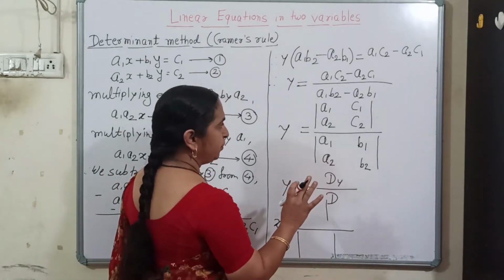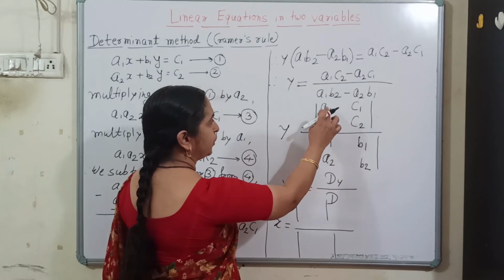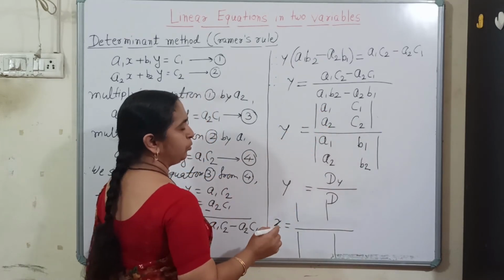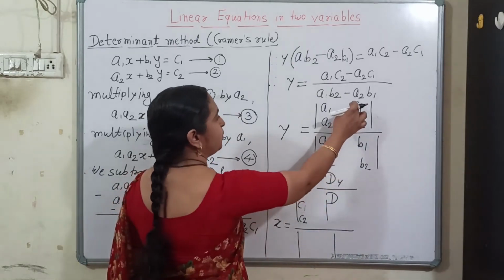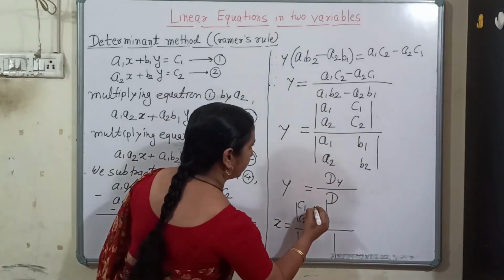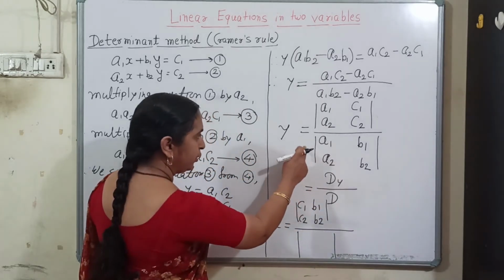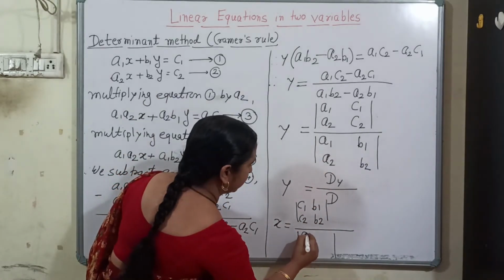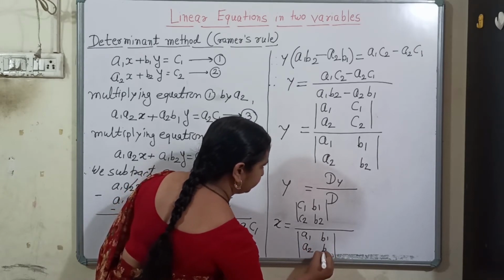Actually, we have to replace. Here we have to replace this determinant. Instead of a1 a2, you have to write c1 c2, and instead of c1 c2, you have to write b1 b2, and in the denominator write this determinant as it is.